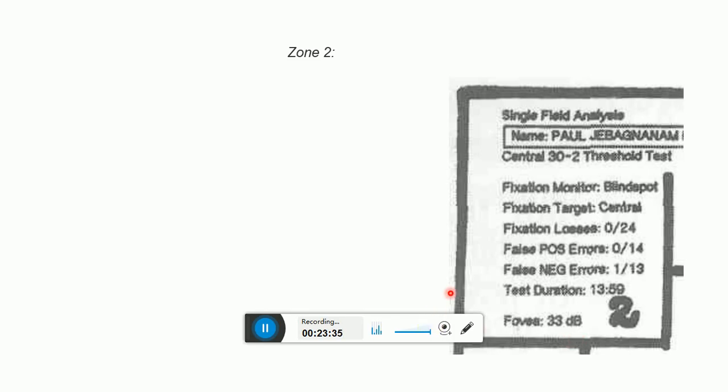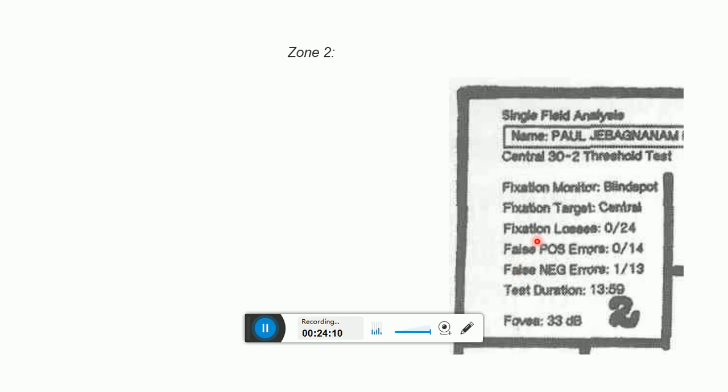Reliability indices like fixation losses, false positives, and false negatives are also mentioned in this zone. Fixation losses are calculated using the Heijl-Krakau method. The patient is supposed to maintain fixation at the fixation target during the complete duration of the test, which means that the location of the blind spot should remain constant throughout the test.